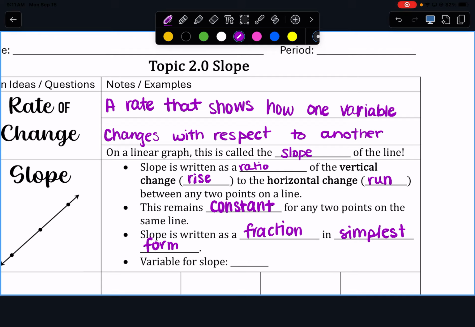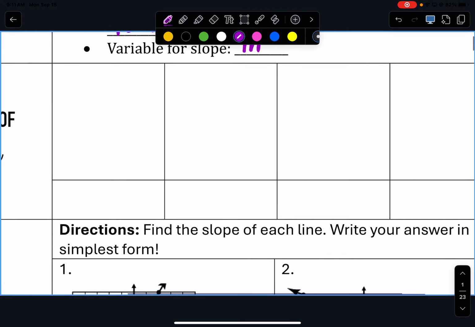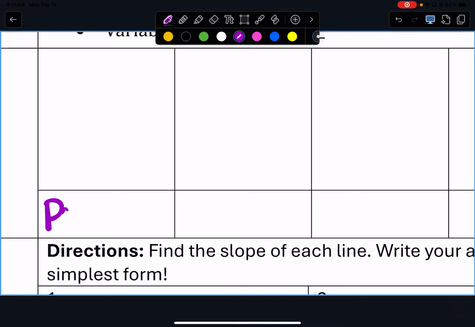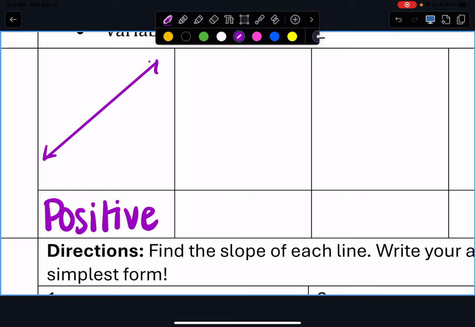And the variable we use for slope is what? Anybody remember? M. So we will have 4 types of slope, okay? So the first one is positive. We can have a positive slope. So a positive slope happens when our graph goes up from left to right. So our graph is increasing over time.